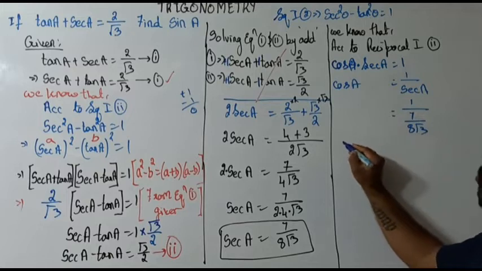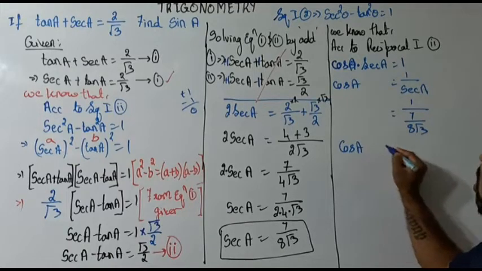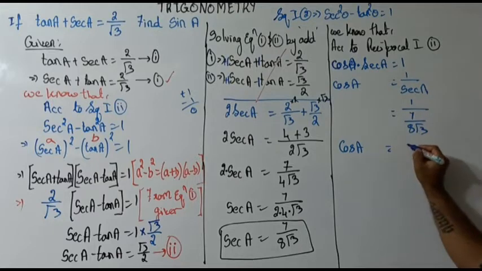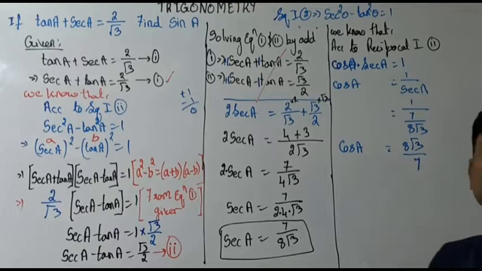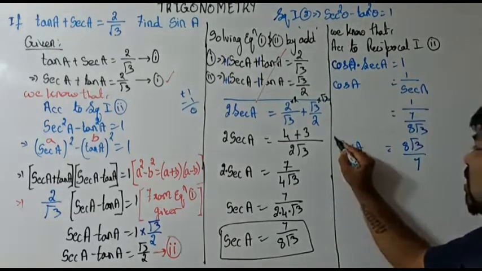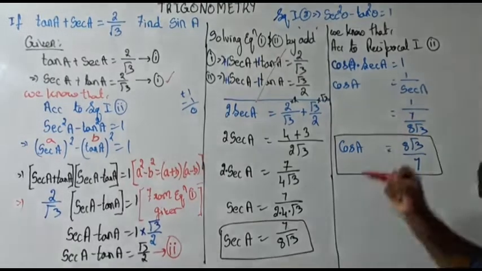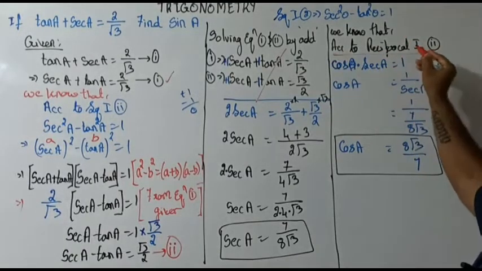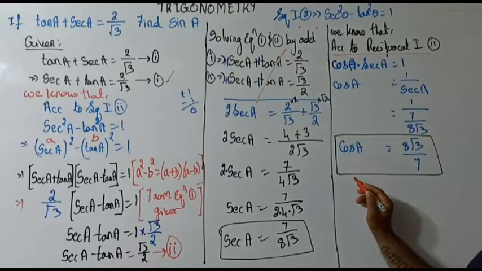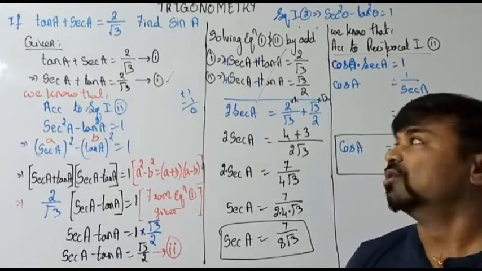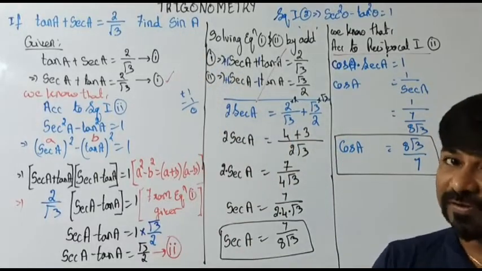We are talking about cos. So cos A, now I like to flip this to the top. If it reciprocates, it's nothing but 8 root 3 by 7. Okay, so what did you get now? We got cos by using reciprocal identity 1, I got to know the value of cos. But our ultimate target is not cos. We would like to go for sine. We will find it.